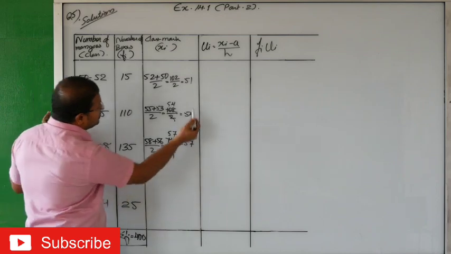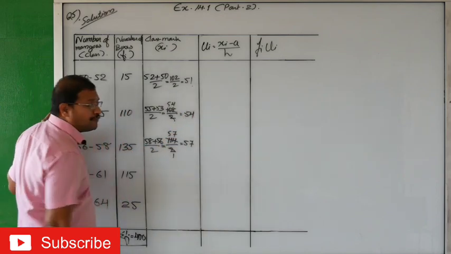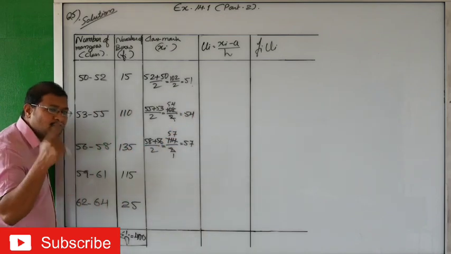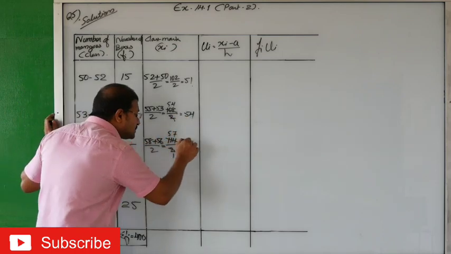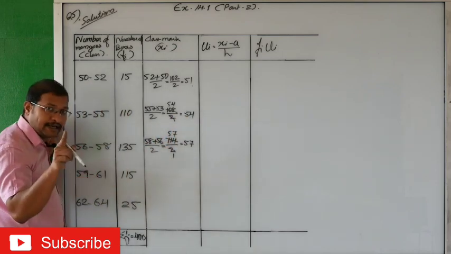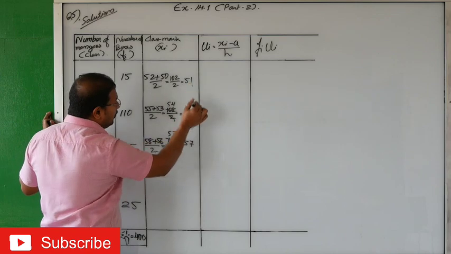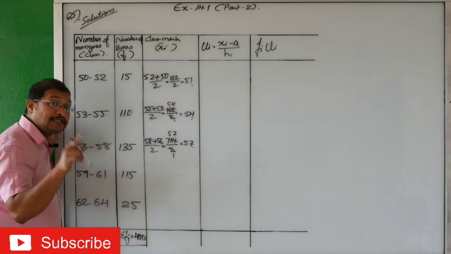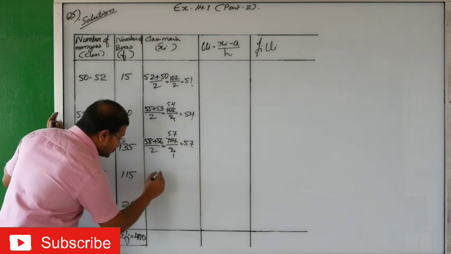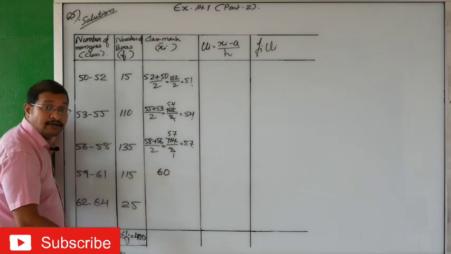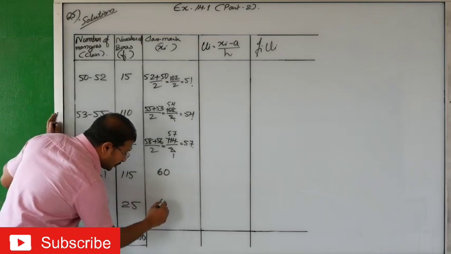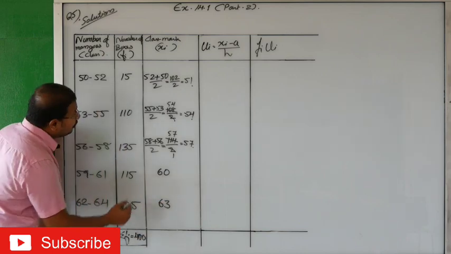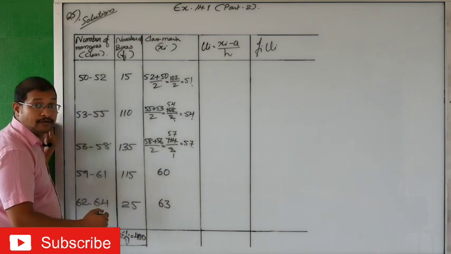Ready? Now see the difference. 51 plus 3 is 54, 54 plus 3 is 57, 57 plus 3 is 60, 60 plus 3 is 63. I hope you can understand. Ready? Now we will go for the assumed mean.